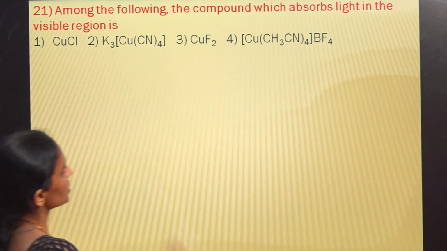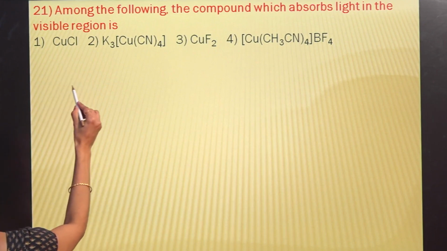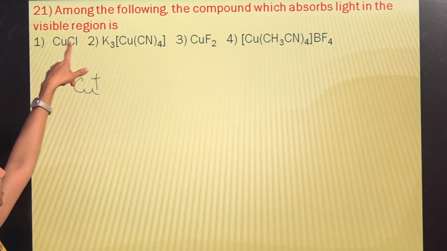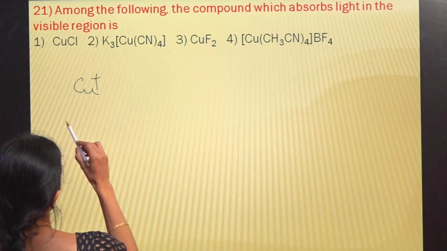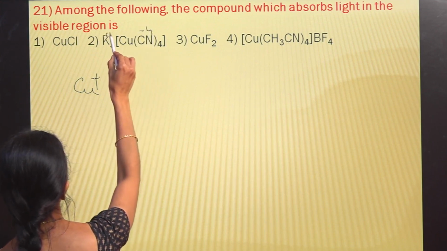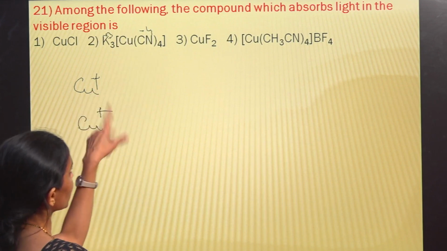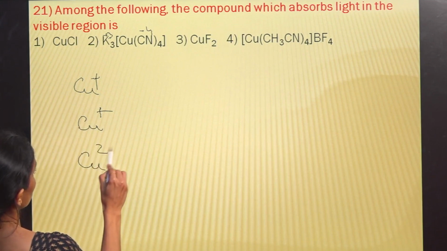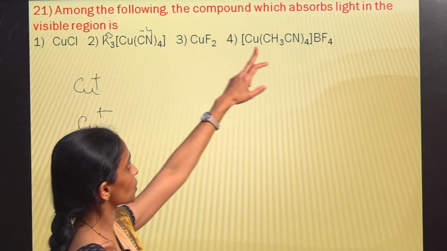All of these compounds are compounds of copper. In the first case, copper is present in +1 form. Cl is -1, copper is +1. In the second case, copper is present in which state? This is -4, this is +3. So copper again is present in +1 form only. Third compound has copper in 2+ form. Okay, this is -2, so copper should be +2.